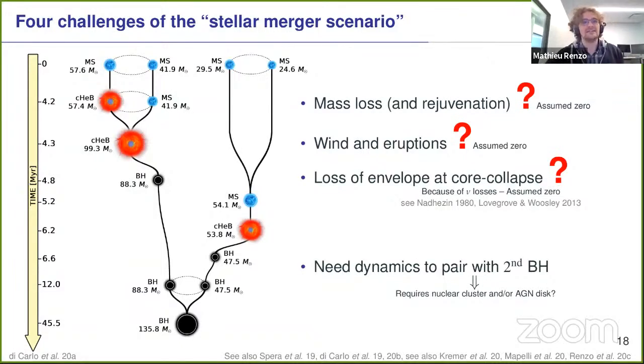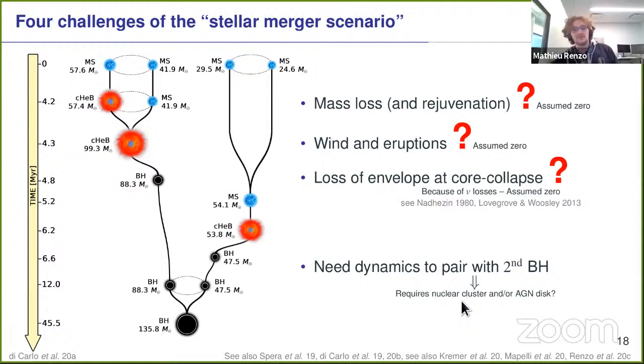Finally, there is the fate of the envelope. Can the black hole swallow all of the hydrogen envelope? And the last challenge, the one that has been worked out in the literature, is: do we have a rate of these objects that is significant enough from our simulations? And if you have a sufficiently dynamically active environment, this seems to be the case.